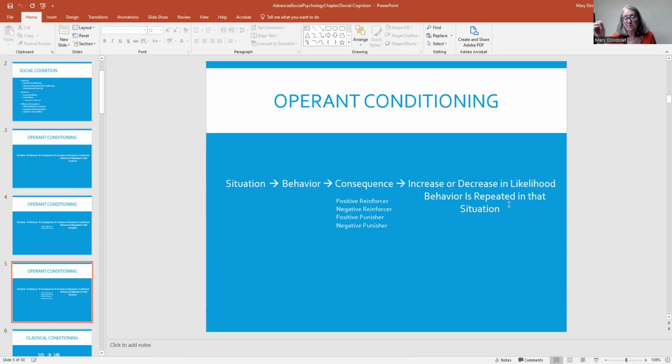So let's do some examples here. I'm going to go back to the examples and we'll try to figure out what kind of consequence it was. So the first example I gave, we're in the situation where my son's room is a mess. His behavior is that he cleans up the room. The consequence is, yay, oh, you're so awesome. Look what a great job you did cleaning your room.